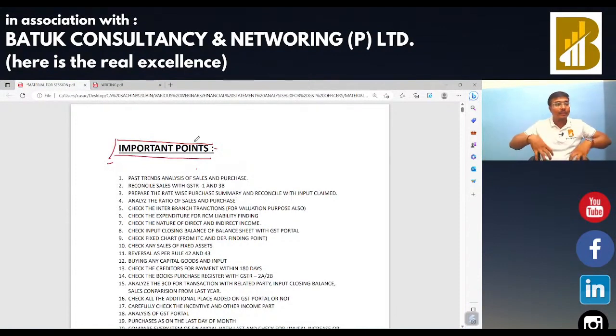Today in this session, I am going to discuss various important aspects from the GST audit point of view regarding the financial statement. If you have any question regarding any topic, you can comment in the chat box. I have come up with a certain financial statement, and I am going to analyze it. We are going to discuss each and every term of that financial statement and certain important parameters for doing the GST audit.